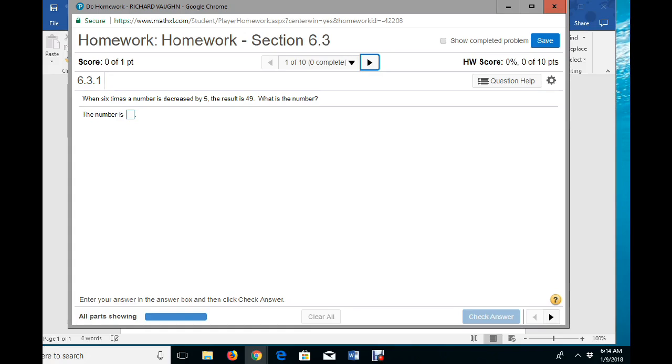Today, we're just going to have a preview of some of the homework. I realize this is due today, so hopefully you've gotten a good start on it. This is in the My Math Lab, and this is the homework for section 6.3. So you can see up here that there's 10 questions.